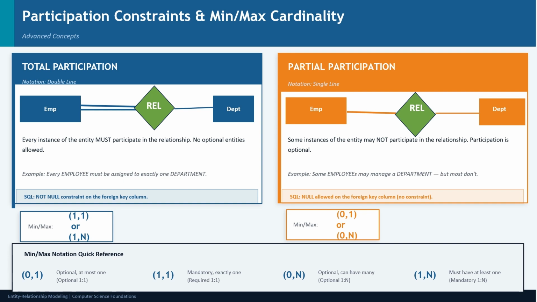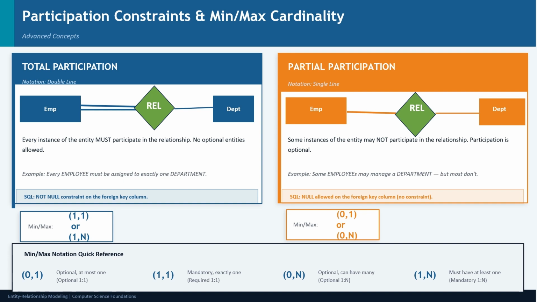Let's go deeper on participation, something many introductory courses skip over. Total participation means every instance of an entity must participate in the relationship, no exceptions, shown with a double line in Chen notation. In SQL, this maps to a NOT NULL constraint on the foreign key column. Partial participation means participation is optional. Some instances may not be in the relationship at all. Single line. In SQL, the foreign key column allows nulls.